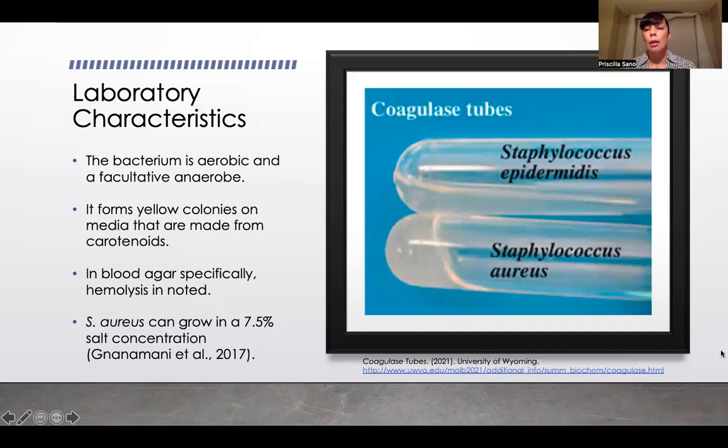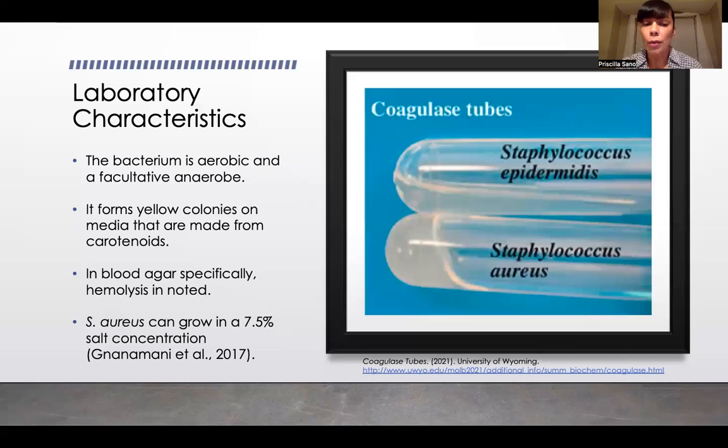Laboratory characteristics. The bacterium is aerobic and also is considered to be a facultative anaerobe. It forms yellow colonies on media that are made from the bacterium's carotenoids. In blood agar specifically, hemolysis will be noted. So when we have the red blood agar plate and we have the individual yellow colonies growing, around the yellow colonies, you'll have a clearing where it appears with no red coloration. So that's where hemolysis will be found. And there are various types, such as alpha hemolysis and beta hemolysis.